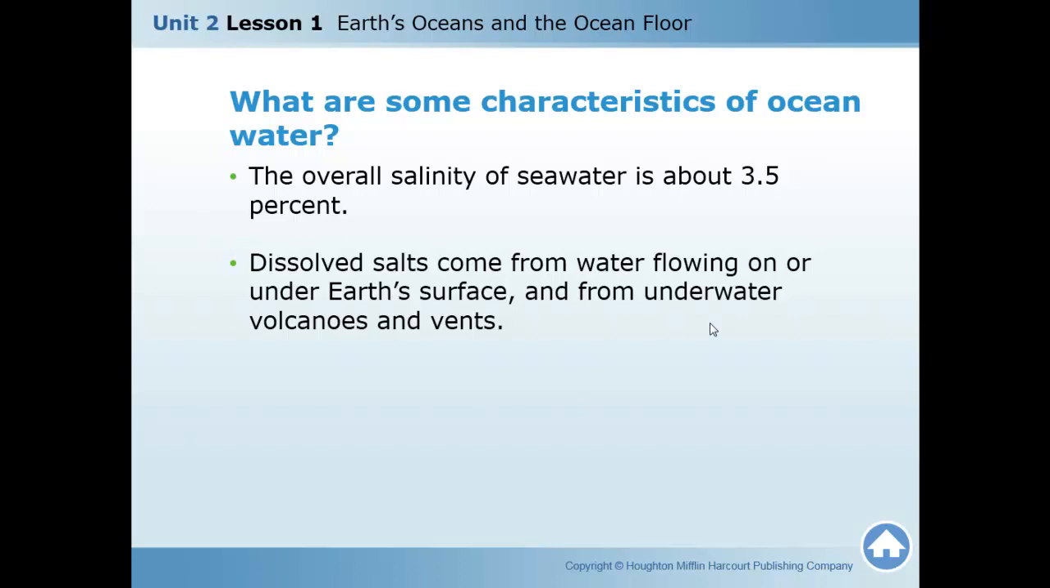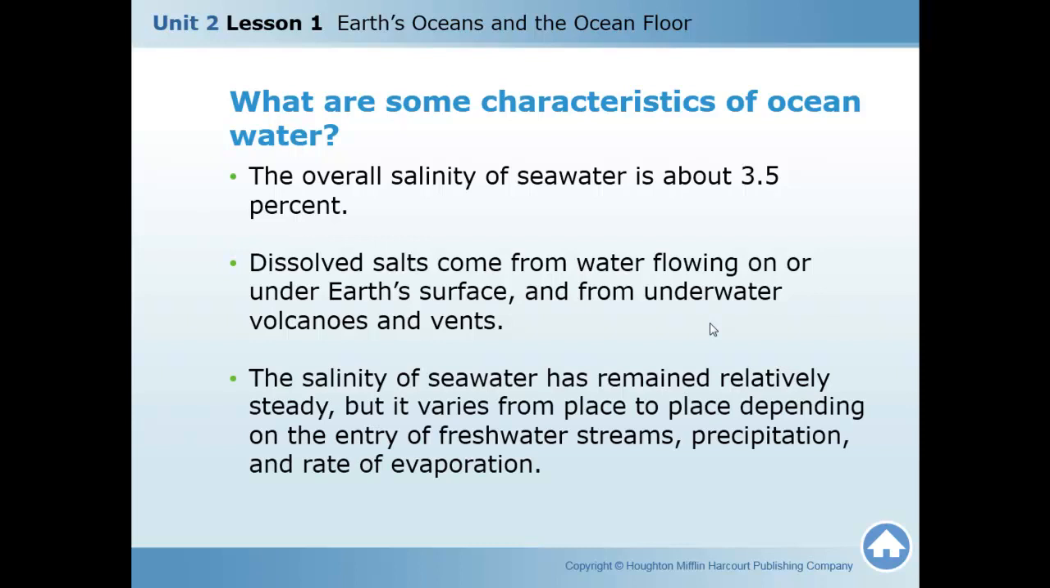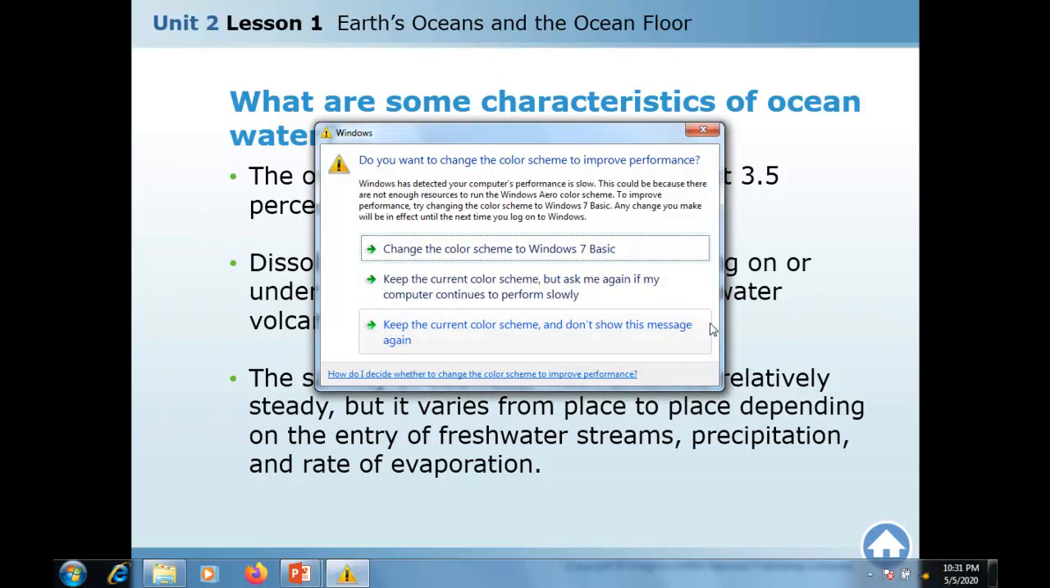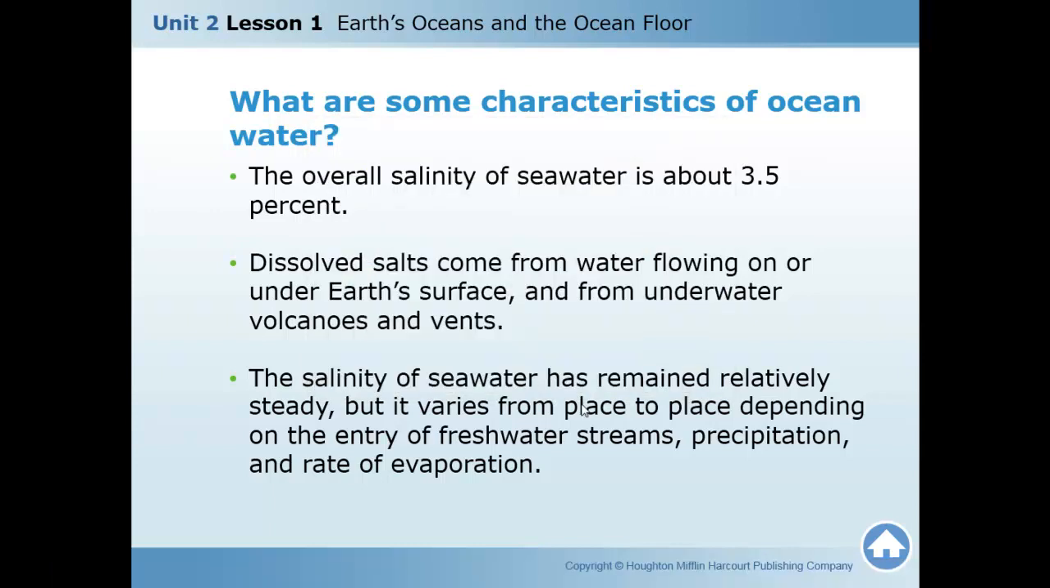Dissolved salts come from the water flowing on or under Earth's surface and from underwater volcanoes and vents. The salinity of the seawater has remained relatively steady, but it varies from place to place depending on the entry of fresh water.